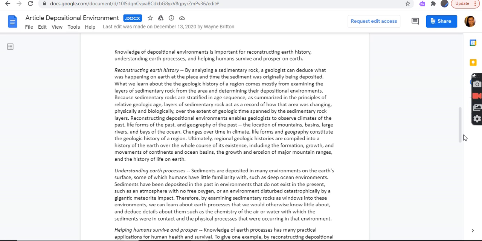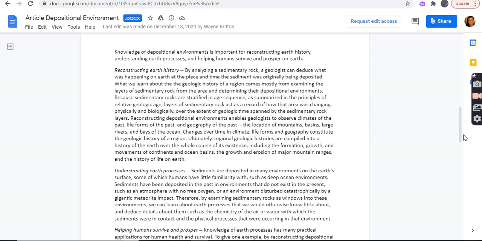What we learn about the geologic history of a region comes mostly from examining the layers of sedimentary rock from the area and determining their depositional environments, because sedimentary rocks are stratified in age sequence, as summarized in the principles of relative geologic age. Layers of sedimentary rock act as a record of how the area was changing physically and biologically over the geologic time span of the rock layers. Reconstructing the depositional environments enables geologists to observe climates of the past, life forms of the past, and geography of the past.